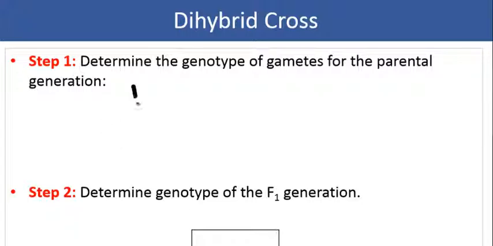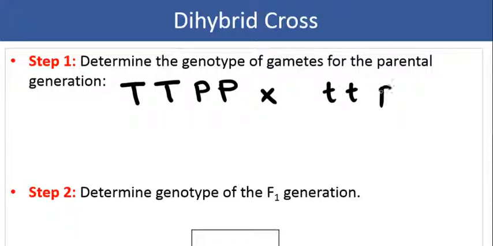So this is our cross right here. This is what it's going to look like. We have a plant that is tall and purple, those are the dominant traits, being crossed with another plant that is white and short, those are the recessive traits. So capital T for tallness, small t for shortness, capital P for purple flower color, and small p for white flower color, which is a recessive trait.